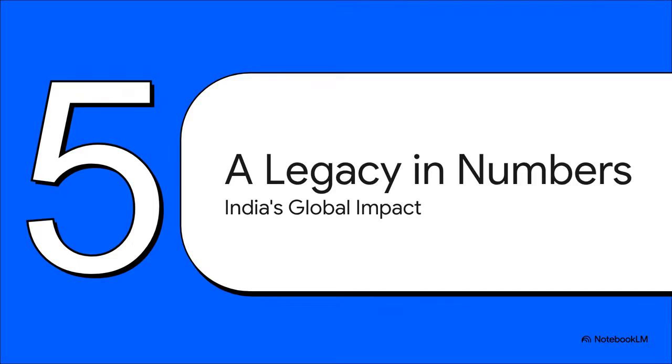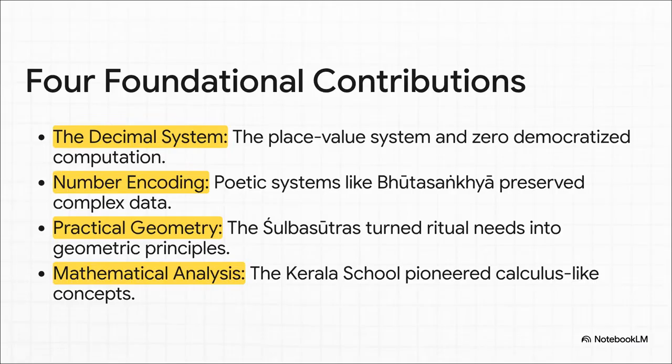So, after all that, what's the big takeaway? I think it's that these weren't just a bunch of random, lucky discoveries. This was a continuous, evolving, and incredibly powerful tradition of mathematical thinking that truly did have a lasting impact on the entire world. So let's just quickly recap the 4 huge contributions we've walked through. First, the decimal system with 0 that basically powers all of modern computation. Second, those ingenious poetic systems for encoding numbers, solving the problem of memory. Third, the practical geometry of the Śulbasūtras, which turned a religious need into universal geometric truths. And finally, the Kerala school's breathtaking leap into the ideas of infinity and calculus centuries ahead of their time.